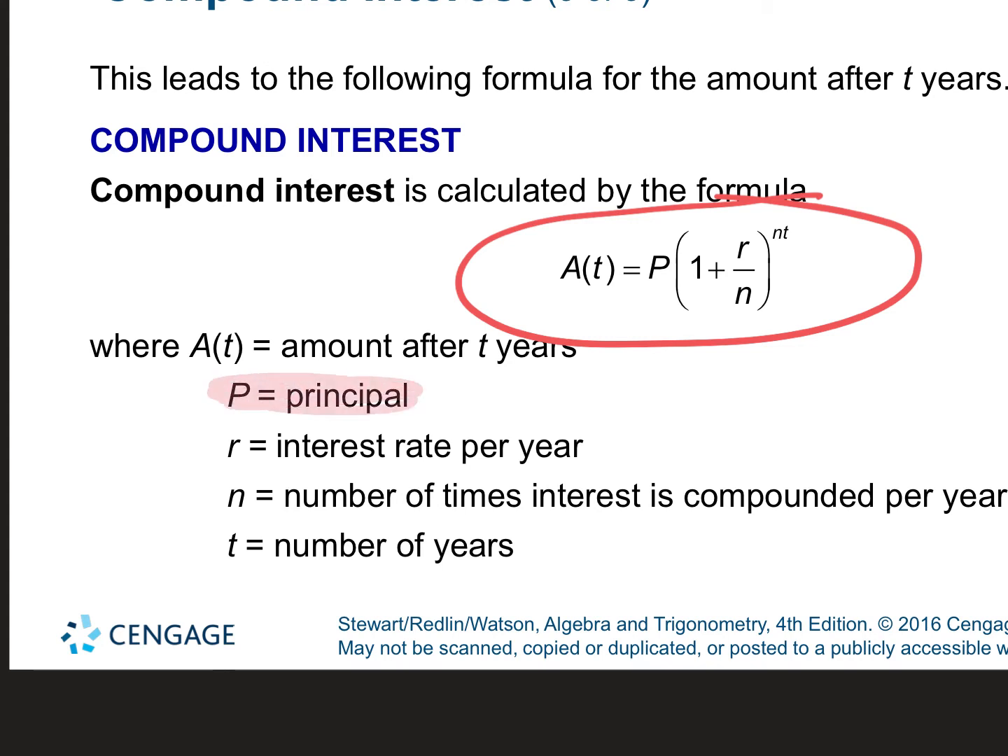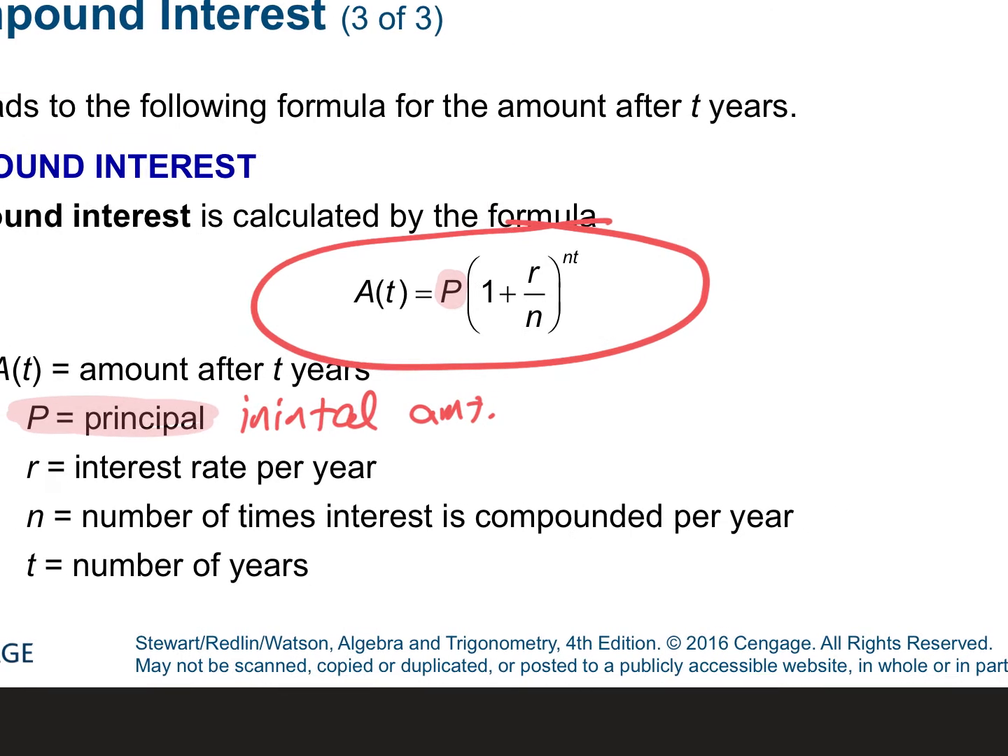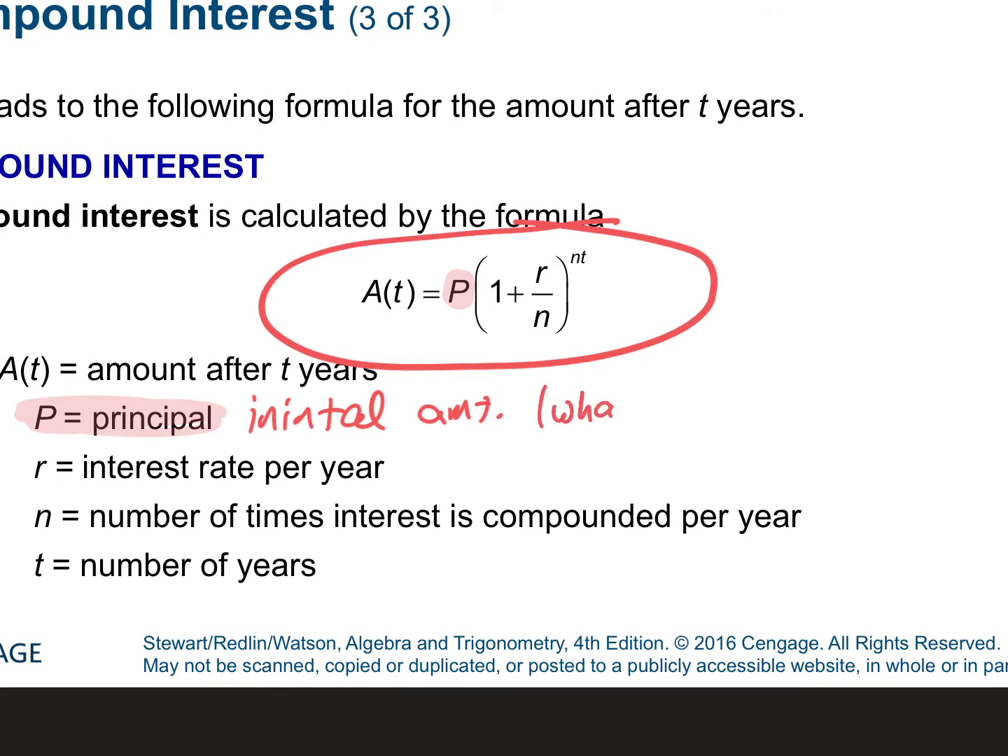The P is your principal, okay? It always goes right here outside. You're multiplying it by whatever's inside this whole parentheses here. But your principal is the initial amount. It's what you start with, if you want to say that. Your principal, your P in the formula, is what you start with, the initial amount.